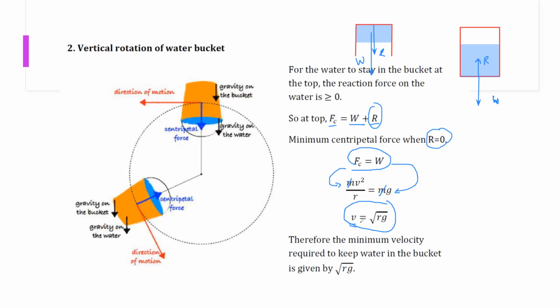Is it clear? This is the speed which we require to move this bucket so that the water will not come out from this bucket. So at this position, if I hold a bucket vertically up, what happened? The weight is more than the centripetal force, the water will come out. If I move at a very high speed, then what I will observe is that the water will not come out from the bucket. And if we want the minimum centripetal force required, or speed for a minimum centripetal force so that the water will not come out, that's given by square root of r and g.